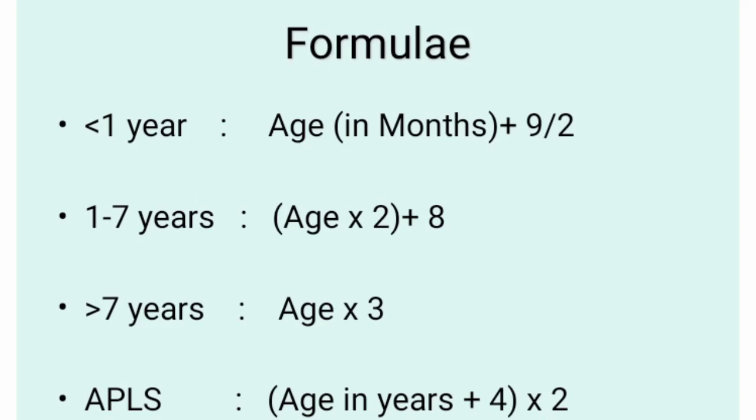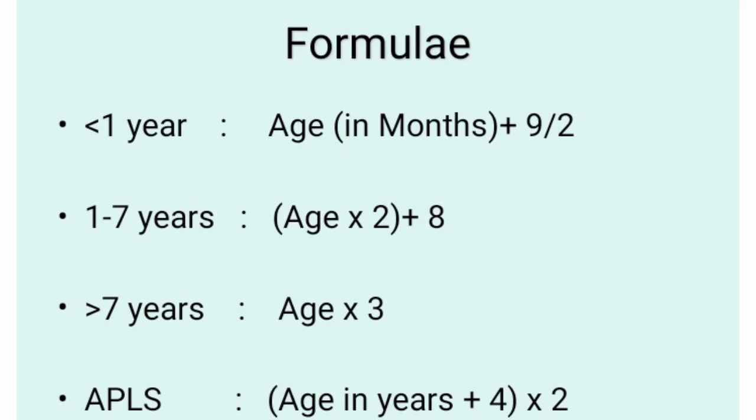These are the formulas for calculating the ideal body weight for less than 1 year, 1 to 7 years, and more than 7 years. The actual or ideal body weight, whichever is lower, will be used, and there is a maximum cutoff limit for weight even in pediatrics. For example, if a child of 13 years comes, then use 50 kg, not more than 50 kg.